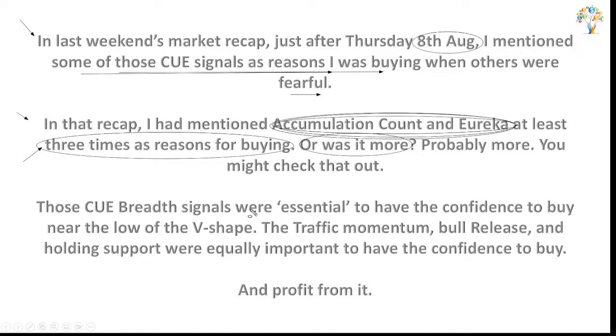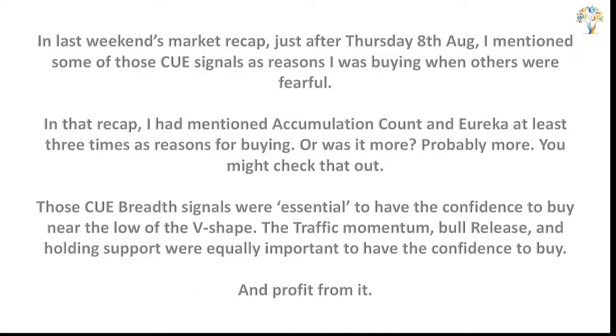Those breadth signals taken together, whether it is the mega cap index, the total view index, and the different breadth charts, were essential. I cannot emphasize it enough. They were not nice to have, but essential to have the confidence to buy near the low of the V shape, and they helped to pinpoint the exact day to start buying. The trend, momentum, bull release, and holding support are equally important, of course, to have the confidence to buy. They are additive. We could not do with one and leave the other. We could confidently buy and profit from it.